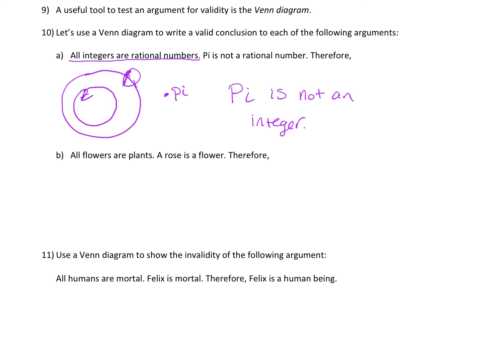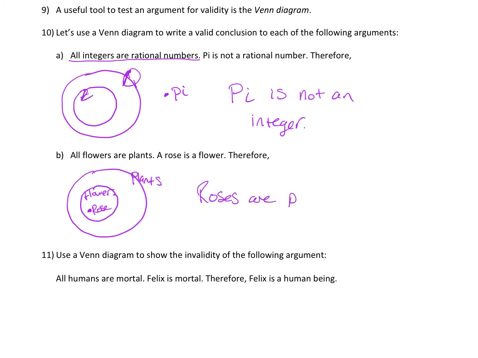Okay, here's another example. All flowers are plants. So I have a circle for plants. Flowers is completely contained within the realm of plants. A rose is a flower, so I can put a rose in here. So if rose lives within the flowers circle, it has to also live within the plants circle. So roses are plants.